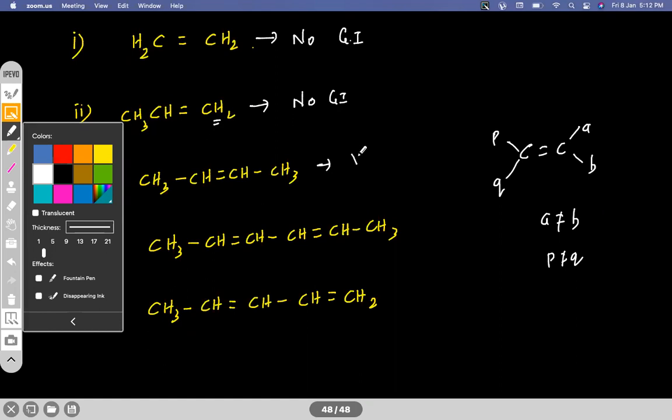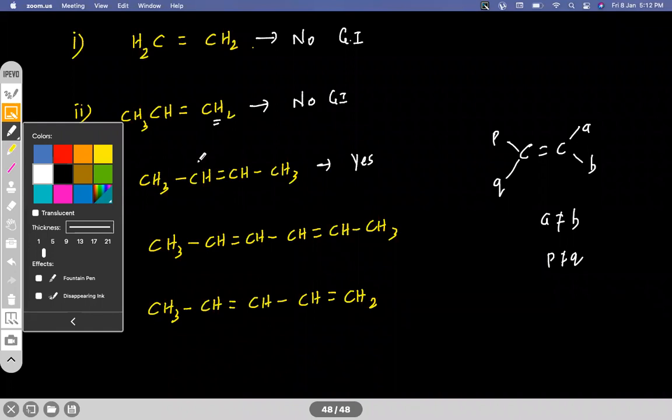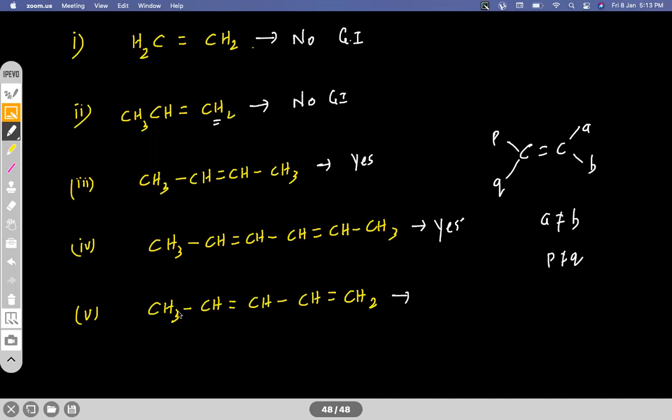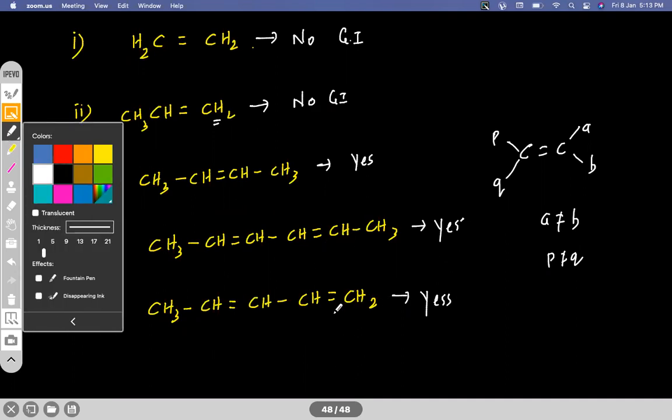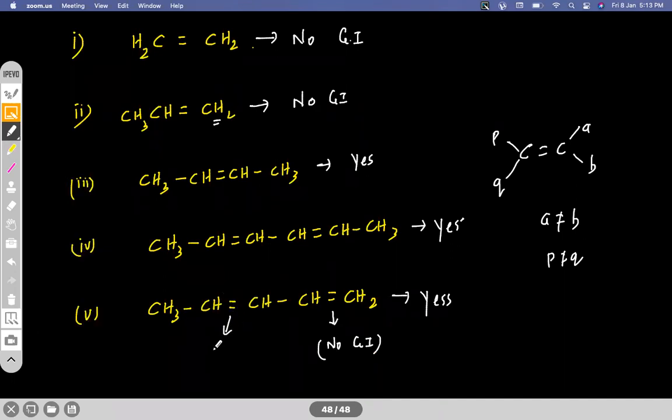In this one, yes, it is possible, right? And we have two isomers possible, cis and trans, for this. In this one, yes, possible. And in the last one, is it possible? Last one, yes, possible. Not across this; across this it is not possible, no GI. But across this double bond it is possible. Any one bond satisfying is enough. So across this double bond it is possible, and overall the molecule will show GI.